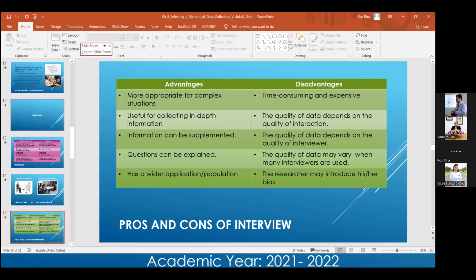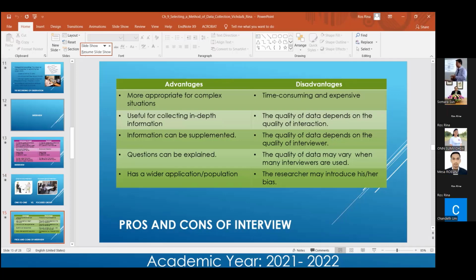And the advantages of interview. Advantages: it is more appropriate for complex situations, useful for collecting in-depth information. Information can be supplemented. Questions can be explained. It has a wider application to the population. That is about the advantages, and now about the disadvantages.